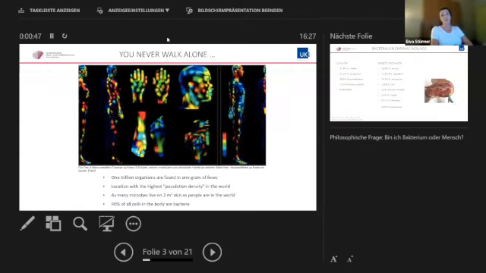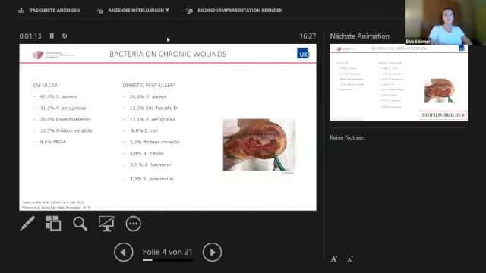You never walk alone. Our surface, our skin, is covered with billions and billions of bacteria. And if the skin barrier is intact, we have no problem. But if we have wounds, if the barrier is open, we may suffer from infection, and it depends on the individual immune system whether we develop a chronic wound or not. And this would be our topic today.